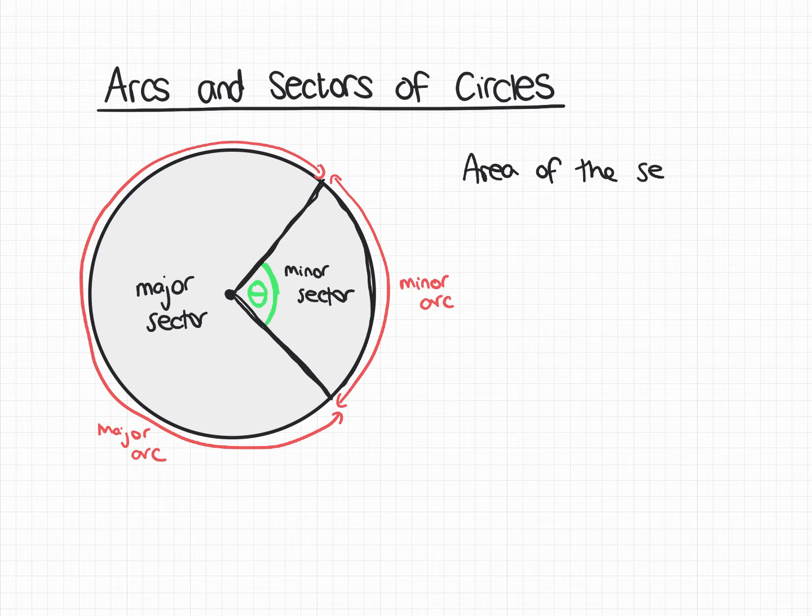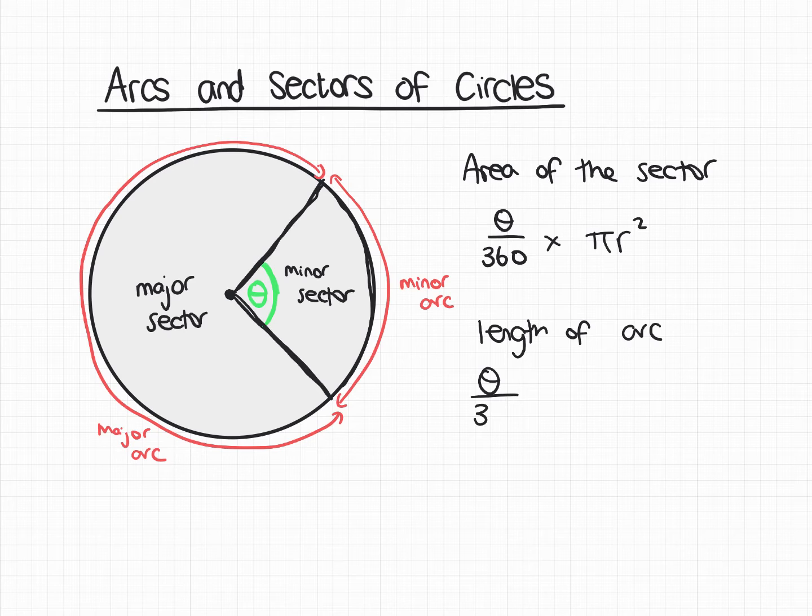The area of the sector is just a fraction of the area of the whole circle. The area of the whole circle is pi r squared, isn't it? So the area of the sector is going to be theta over 360, because that's the fraction of the circle we're using, times pi r squared. And the length of the arc is simply going to be theta over 360, that's the fraction of the circle, times the circumference of the whole circle, which is pi d, or 2 pi r.